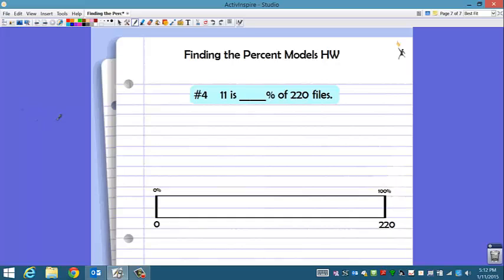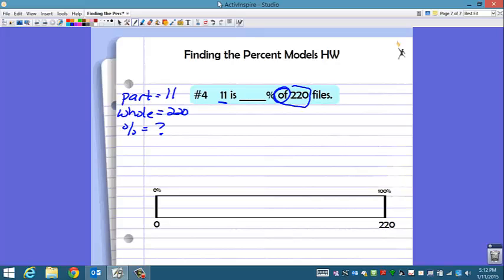Okay, this is one of your homework problems. This is number 4 on your homework, and it is 11 is blank percent of 220 files. 11 files is how much percent of 220. You're going to follow all the same steps. What is your part? Your part is 11. What is your whole? Of 220. So your whole is 220. And we're looking for the percent. That is the unknown. Set up your bar model. The 100% whole amount is the 220.